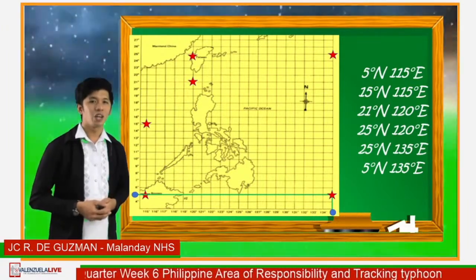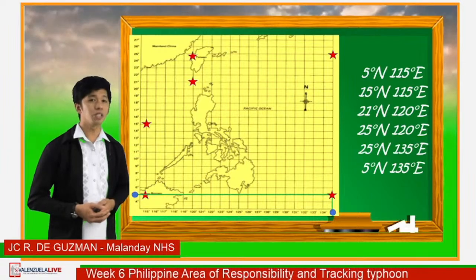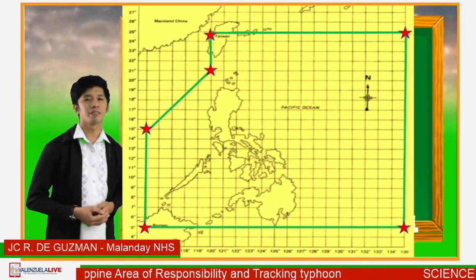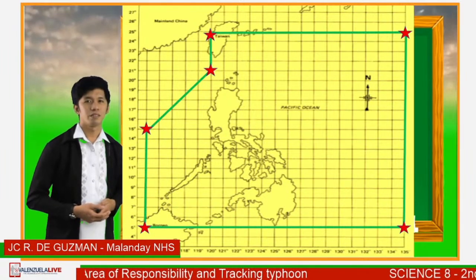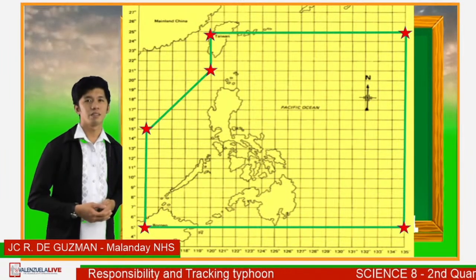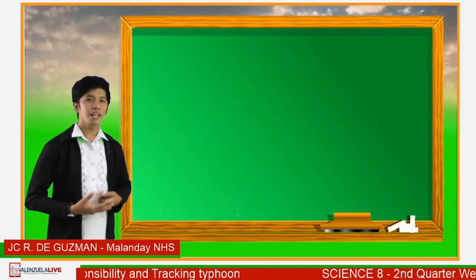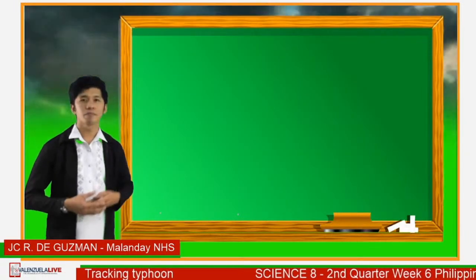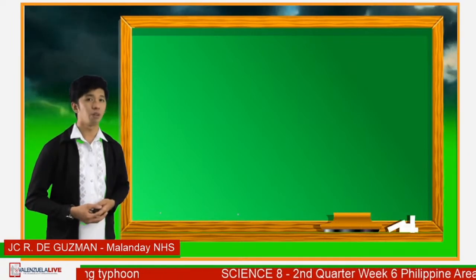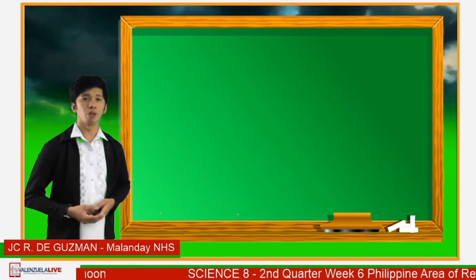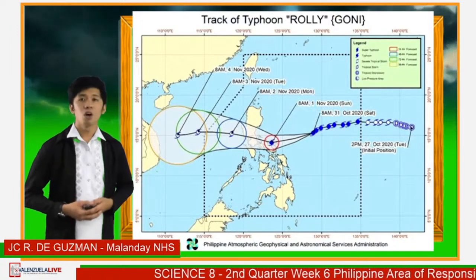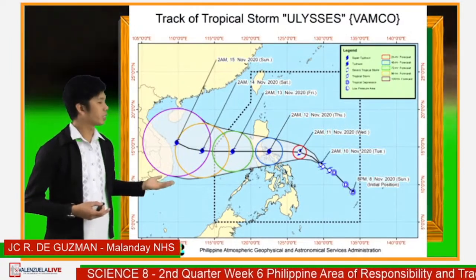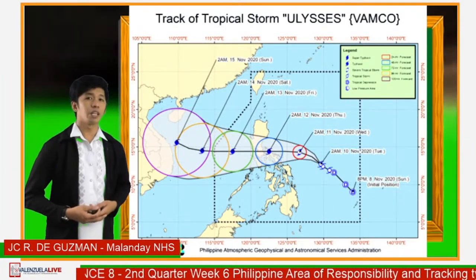Great! The area within the coordinates is what we call the Philippine Area of Responsibility. Let us now compare the track of these two typhoons last year. As you've seen on our virtual board, we have Super Typhoon Rolly, which has an international name of Goni, and Typhoon Ulysses, with an international name Vamco.